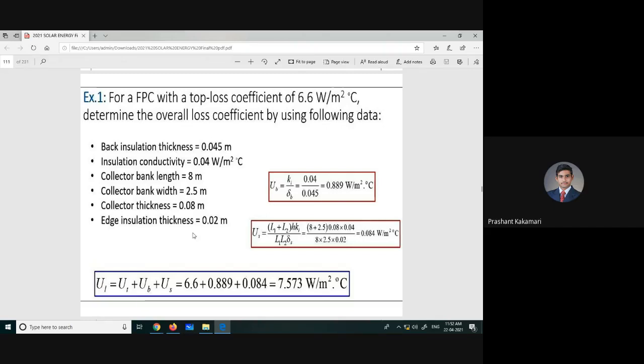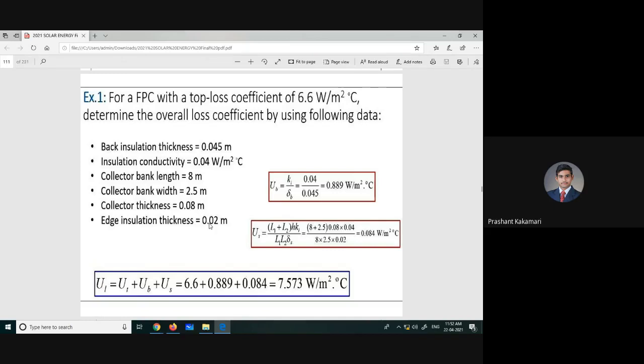Then edge insulation thickness. So edges are connected with the side wall, and also the tubes are connected with the flat plate collector with the bonding or some insulation material, so that the pipes and flat plate collector sides and that insulating material are separated. In between that, to reduce the conduction process, they have used insulation with a thickness of 0.02 meters. So whether these values are useful or not, we'll see by the solution. Now first, before going to the equations, we need to understand what these values relate to.